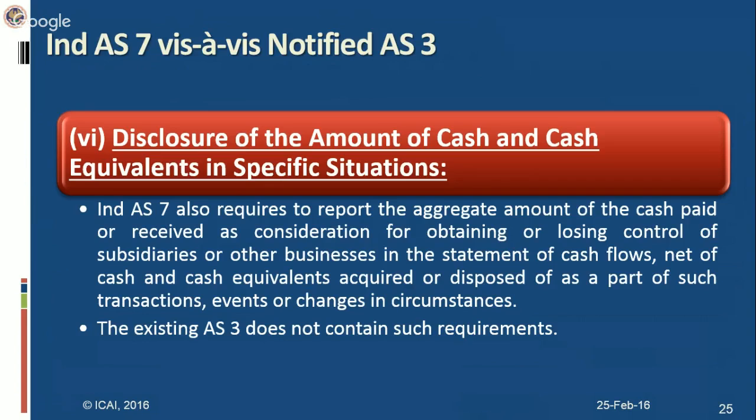This is the seventh difference. Disclosure of the amount of cash and cash equivalent in specific situations. Ind AS 7 requires to report the aggregate amount of the cash paid or received as consideration for obtaining or losing control of subsidiaries or other businesses in the statement of cash flows, or disposed of as a part of such transactions. As we have already told you, these type of disclosures, these type of separate requirement for the changes in ownership or control of interest in subsidiaries and other businesses is not there in existing notified AS 3. So this is a difference.